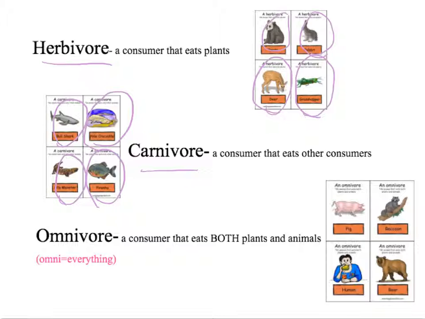Then we have omnivores. Now, omni means everything. So an omnivore consumes both plants and animals. Examples of omnivores are pigs, raccoons, bears, and yes, humans.